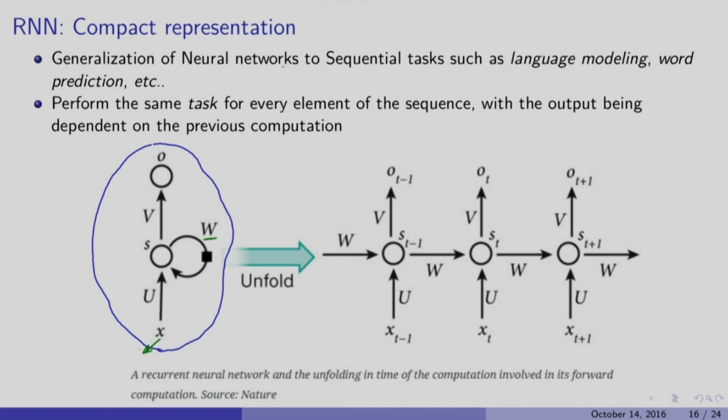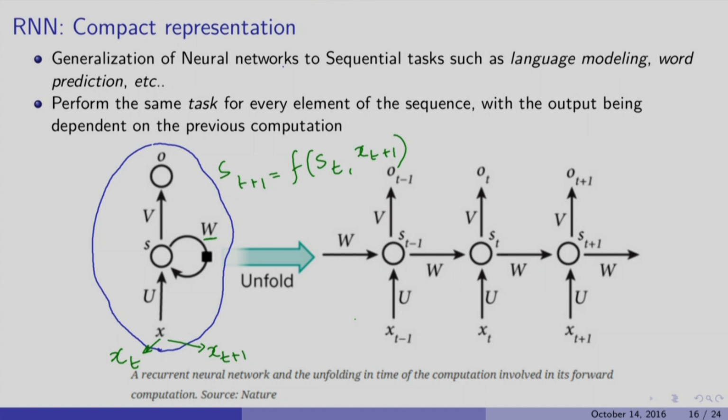So, this x could have been xt, and it could have been xt plus 1 at time t plus 1. So the state S at time t plus 1 will basically be a function of the state at time t and the input at time xt plus 1. So if you unroll this network, this is how it would look like.